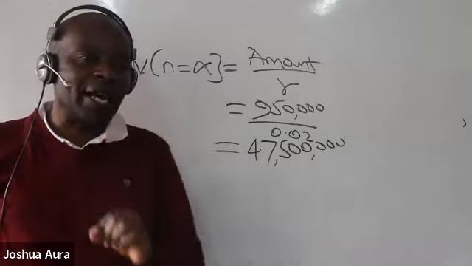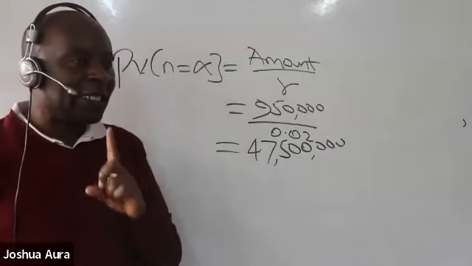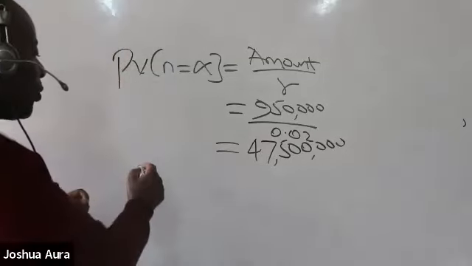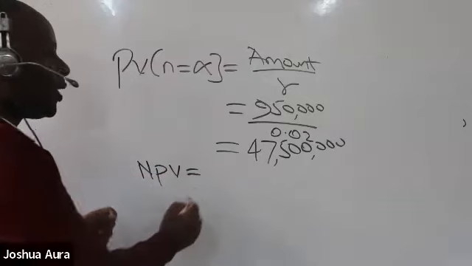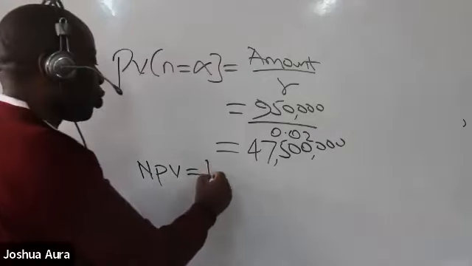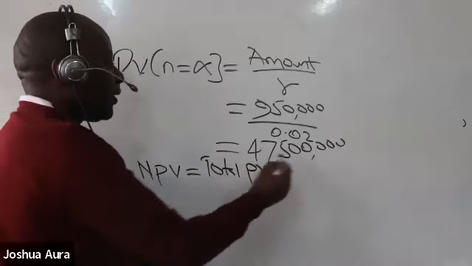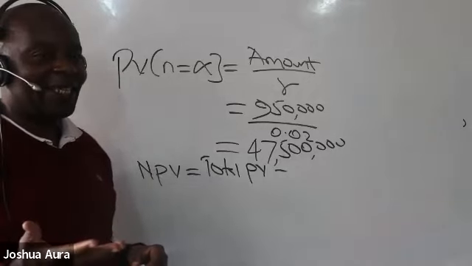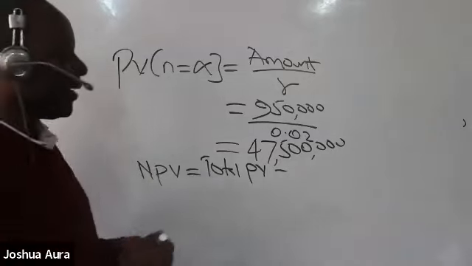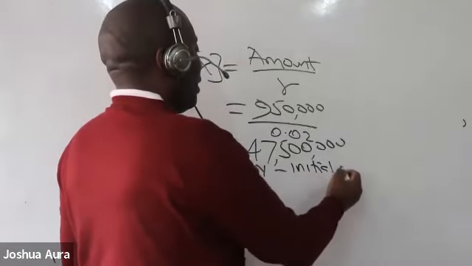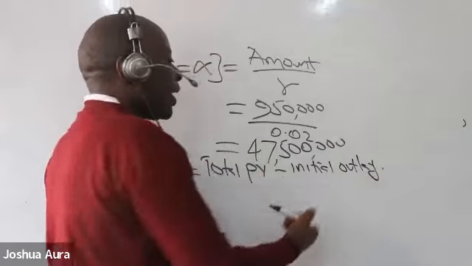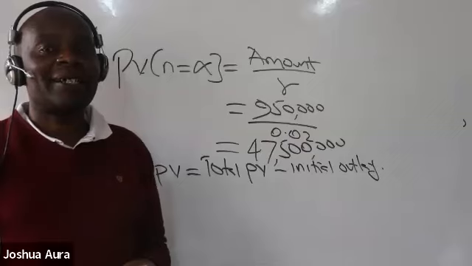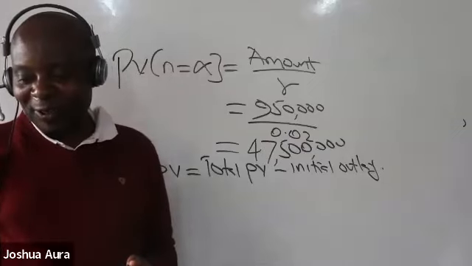Great. Thank you very much. It doesn't stop there. Once you get present value, you would want to get net present value. So how do we get the net present value? I would want to take the total present value minus the initial outlay. So where do we get this initial outlay from?